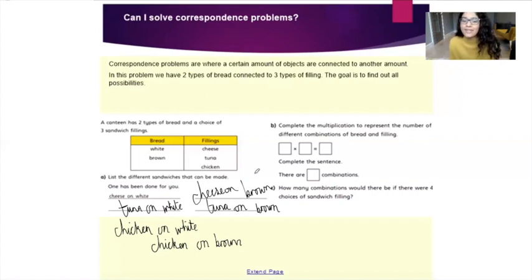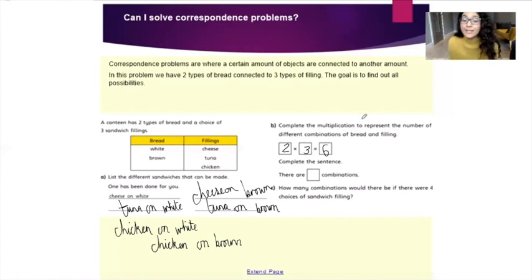Now, the way to work this out is to see how many bread types we have. So how many bread types do we have? We have 1 here and 1 here. So we have 2. So I'm going to write 2 there. And then how many types of fillings do we have? We have 1 filling here, 1 filling here, and 1 filling there. So in total, that is 3 fillings. And then you multiply those 2 numbers together. So what's 2 times 3? If you said 6, well done.